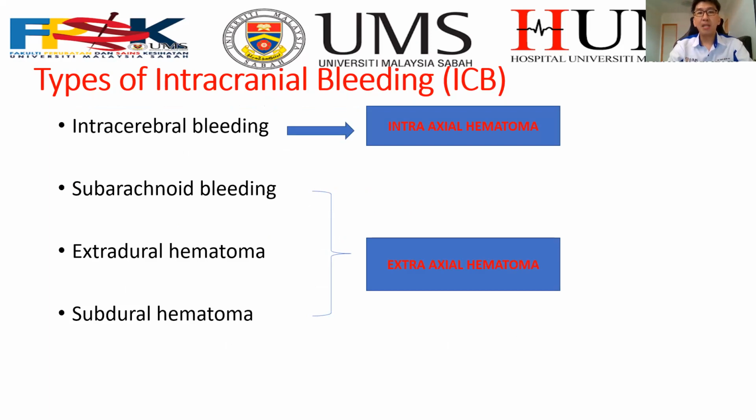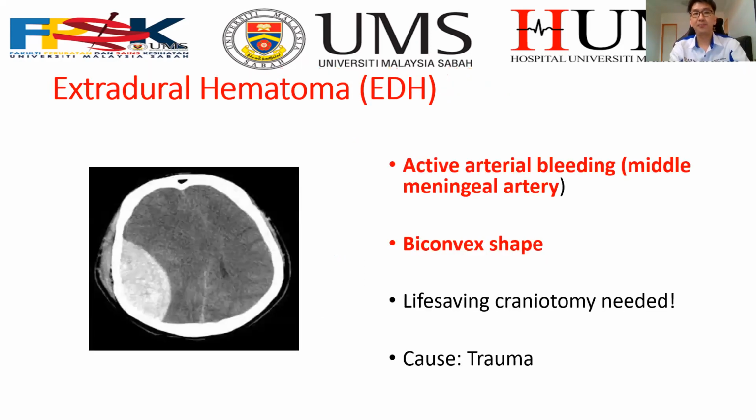We can classify into intraaxial or extraaxial hematoma. Intraaxial hematoma is the intracerebral bleed, meaning inside the brain parenchyma itself. In extraaxial hematoma, it can be either an extradural, subdural, or a subarachnoid bleed. Okay, these are the simplest classification.